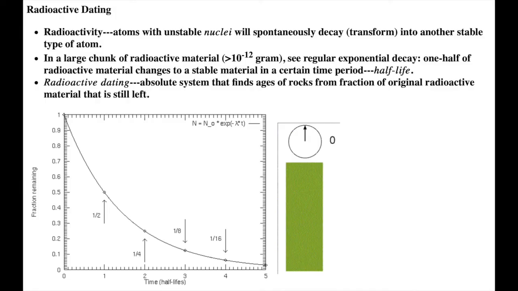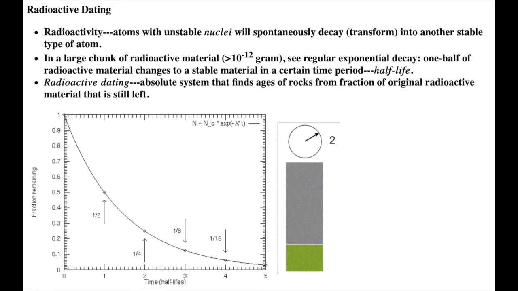Next slide. This slide describes radioactivity and how we use radioactivity to get an age for these meteorites, and how we know that the solar system is 4.6 billion years old by looking at radioactive isotopes in the rocks.